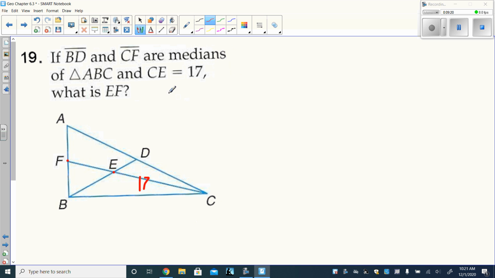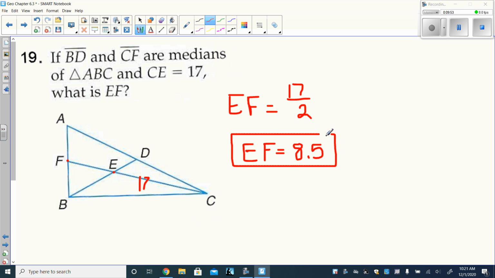Well, CE is the bigger portion. So if I want to find EF, the smaller section, well, I need to divide the bigger section by 2. Because EF, the smaller section, is equal to half of the bigger section. Well, 17 divided by 2 will give us 8.5. We just have to cut it in half. And so that's the length that they wanted.